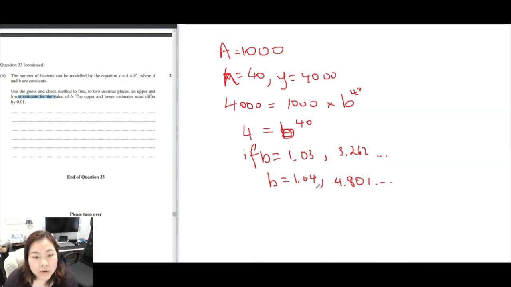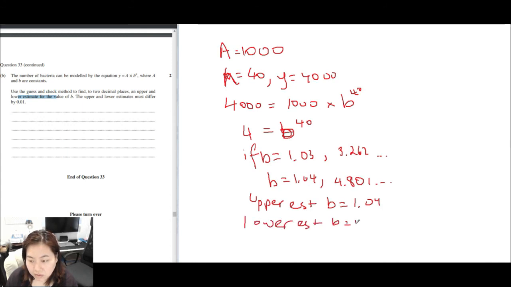So the upper and lower estimate is 1.04 and 1.03. Upper estimate, b is equal to 1.04. Lower estimate, b is equal to 1.03.